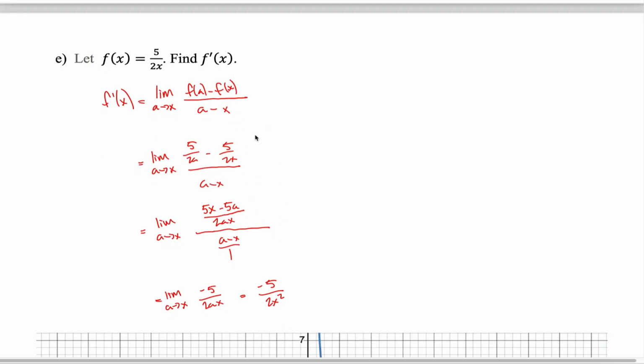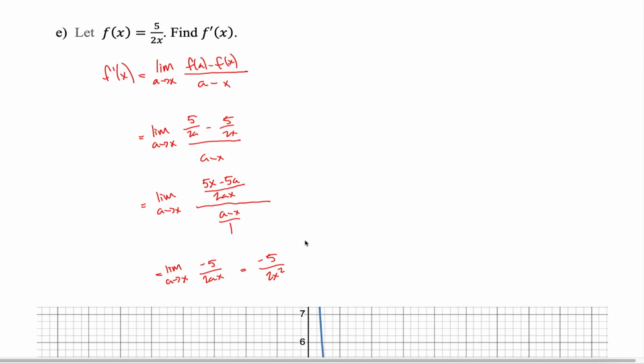Cutting out a lot of steps, but I'll show some steps just so you can check your work in case you're working this out on your own. I think what you'll find is that f prime of x, whether you use the definition of the derivative or the difference quotient, is negative 5 divided by 2x squared.